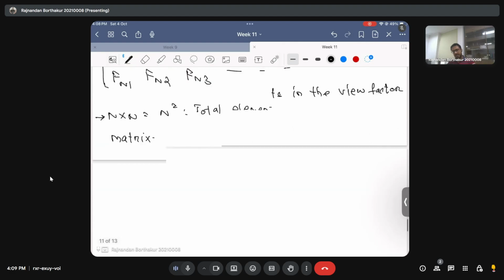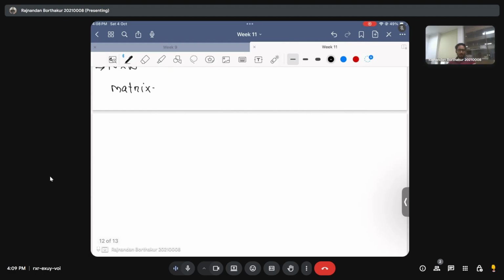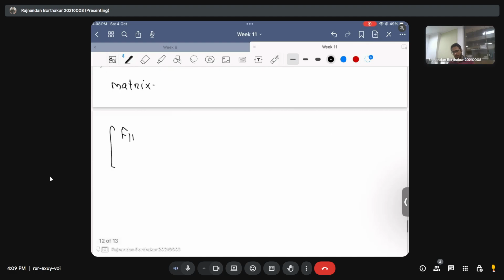Okay, so precisely, let's take the example of a two surface enclosure. I mean, you cannot form an enclosure with two surfaces, but let's take the example of any two surfaces. So your view factor matrix in that case will be just f11, f12, f21, f22. So this is the view factor matrix, this is your VF matrix for two surfaces.